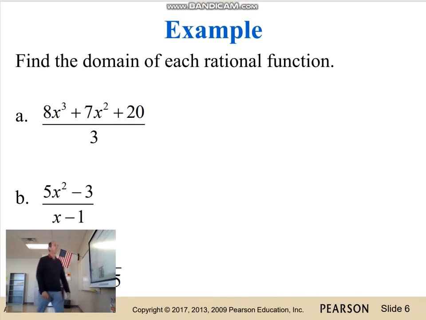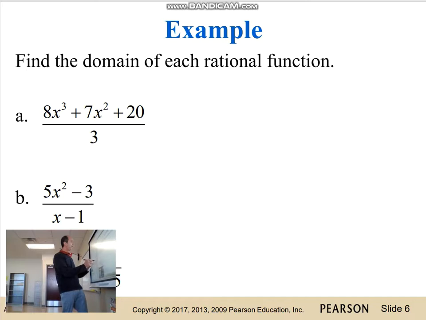How to find the domain of a rational function? To explain it in simple terms, you cannot allow the denominator to be equal to 0. That's how you find the domain. You're going to find the values that make the denominator equal to 0, and you will exclude them from the domain.